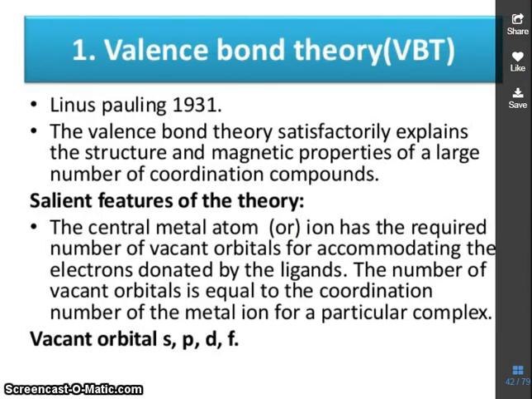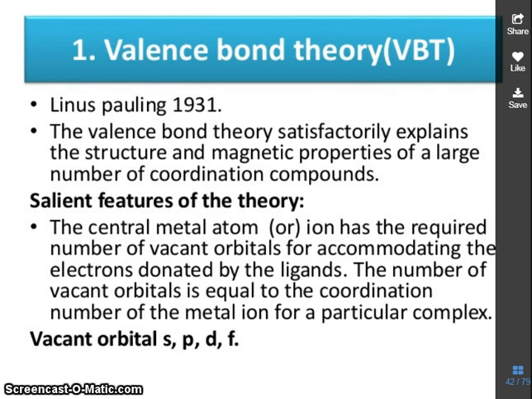Now friend, valence bond theory, VBT. Linus Pauling, 1931. The valence bond theory satisfactorily explains the structure and magnetic properties of a large number of coordination compounds. Salient feature of the theory: the central metal atom or ion has the required number of vacant orbitals for accommodating the electrons donated by the ligands.